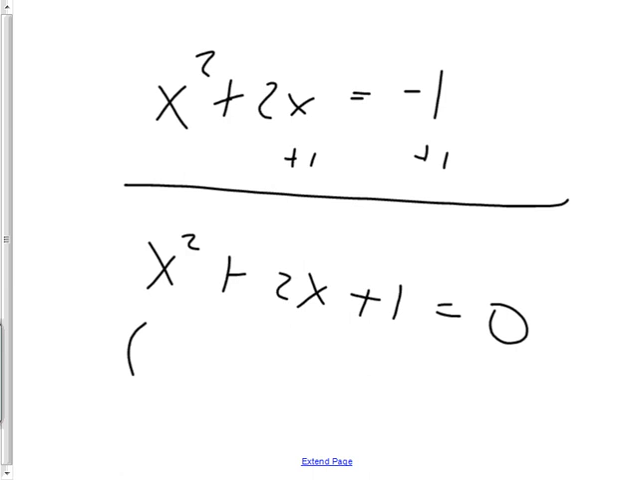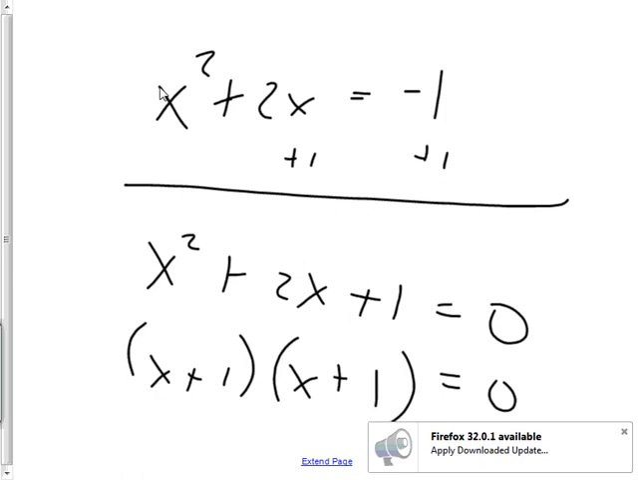When you factor it, you get x plus 1 and x plus 1. So what's the answer? -1. Okay. Did I solve it? Yeah, -1's the answer. If I graphed it, take a wild guess where they cross. At -1. Okay. So I can solve it by hand or I can solve it by graphing.